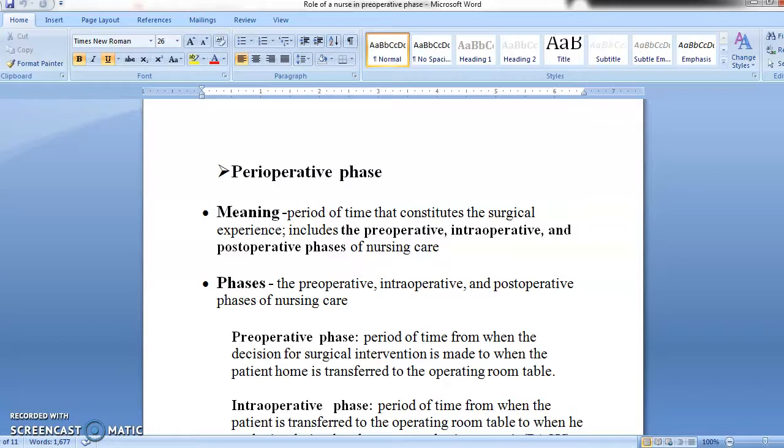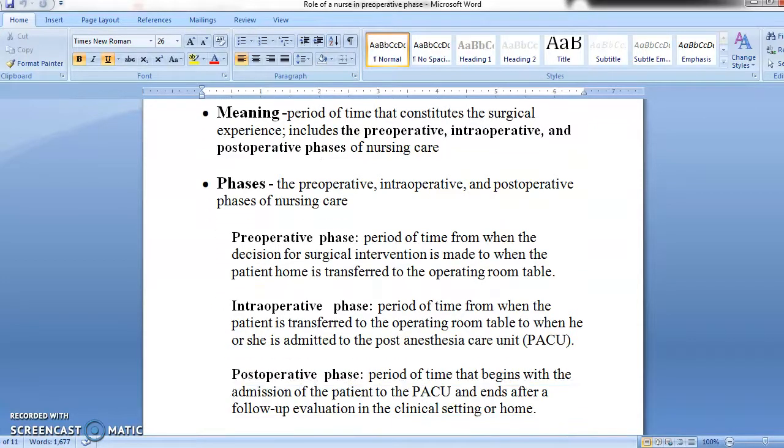Perioperative phase. It's a period of time that constitutes a surgical experience that includes the preoperative, intraoperative, and post-operative phases of nursing care. Preoperative, that is the phase before the surgery, intraoperative during the surgery, post-operative after the surgery.